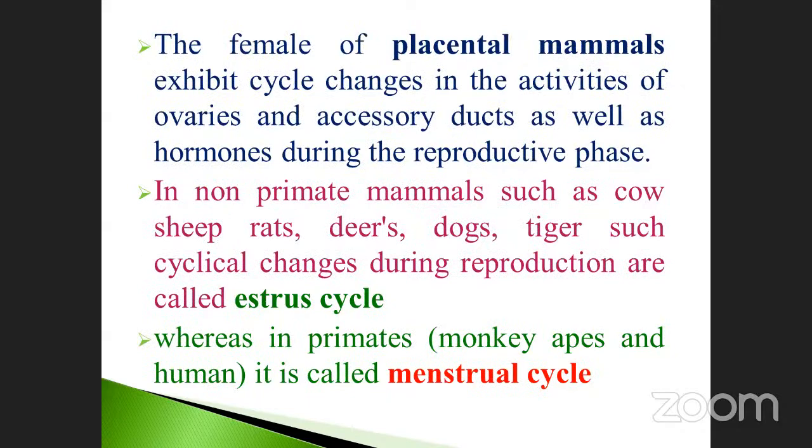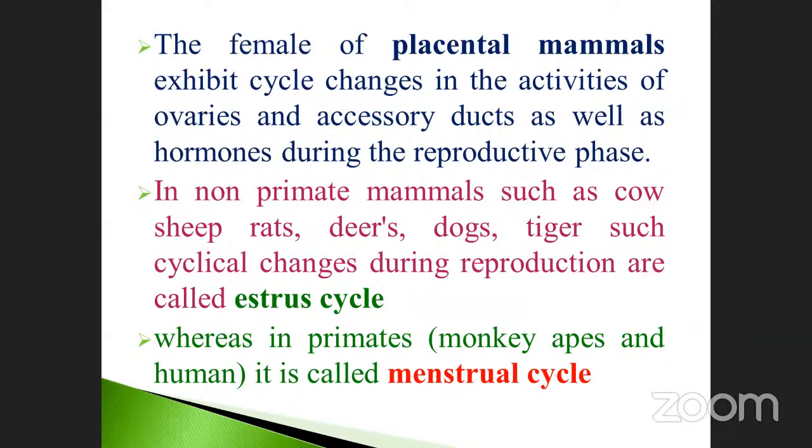The female of placental mammals, this is very, very important. Placental mammals are known as mammals, with mammary glands present. That's why the young is also connected with the placenta and umbilical cord. They exhibit cyclic changes in the activities of ovaries and accessory ducts, as well as the hormones, during the reproductive phase. The changes occur because of the presence of many hormones involved in reproduction.